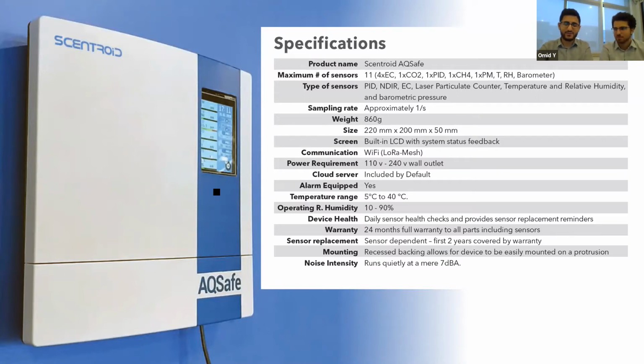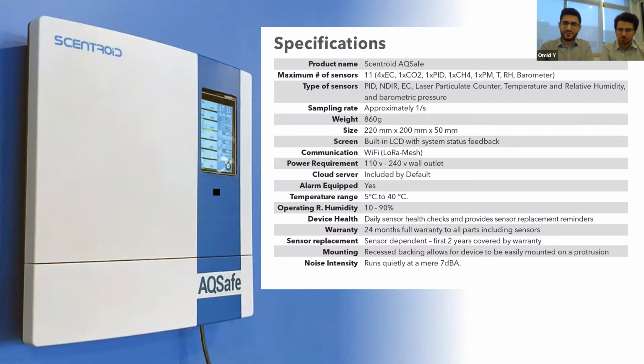In terms of the specs for this product, we can have up to 11 sensors, including 4 electrochemical sensors, 1 carbon dioxide sensor, 1 PID, methane, particulate matter, temperature, relative humidity, and barometric pressure, with the last 3 coming standard on all of the configurations. We have various types of sensors included in this product that I'm going to go over. We selected these types to be the most suitable for the measurement of indoor air quality.